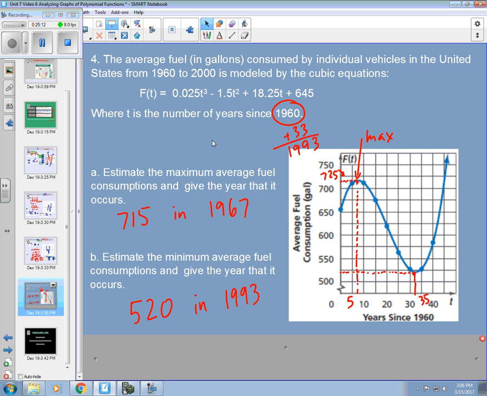How come in 1967 people were using so much gas? Was there a lot of transportation going on? Was there something happening that caused that? That's what math is good for, and you can find out stuff and then investigate why. All right, you try those on the practice.